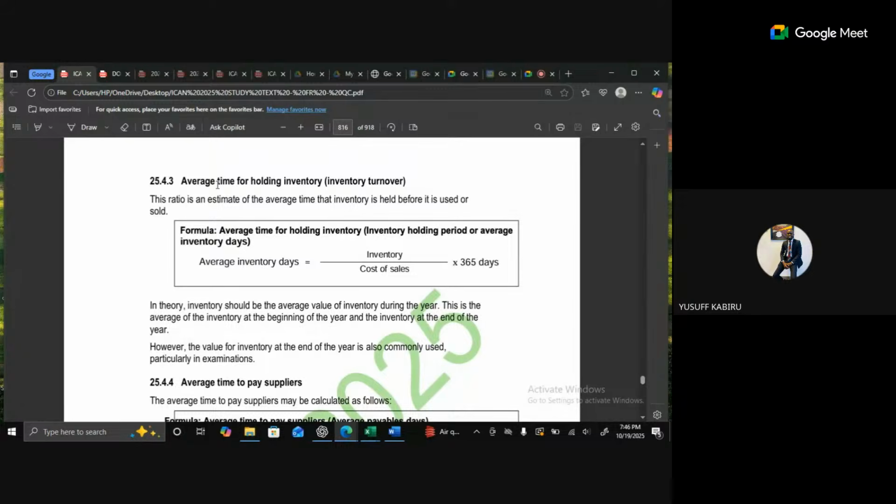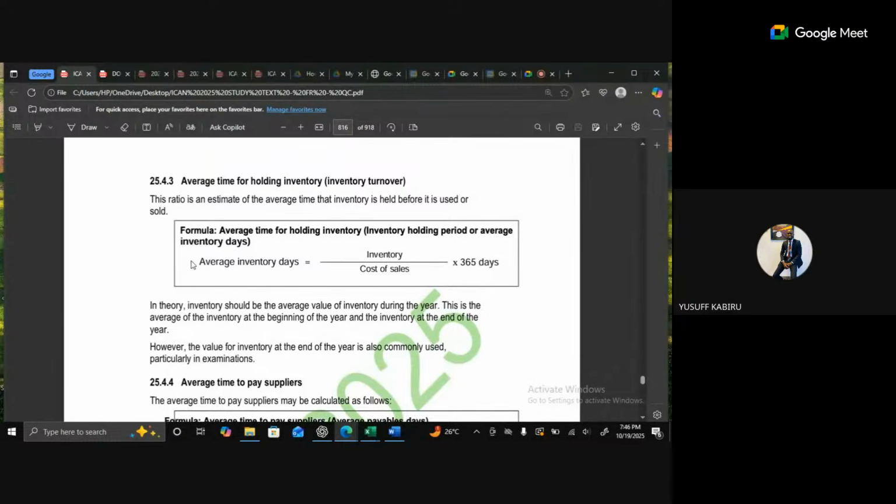Now the next one is average time to hold inventory, just as the name implies, right? Or they can call it inventory turnover period. It's just simply you trying to calculate how long it will take you to hold that inventory that you have before you sell it, right? You buy goods for sale. You're just trying to look at, okay, based on previous performance, or based on this purchase that we have made, how long are we expected to hold this inventory before we sell it? That is basically what you are calculating with this ratio, right?